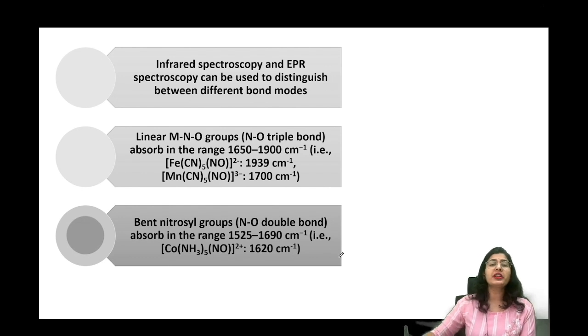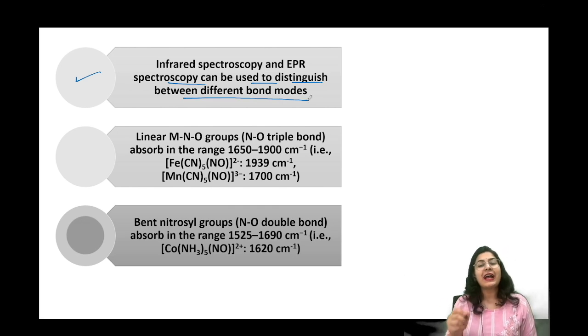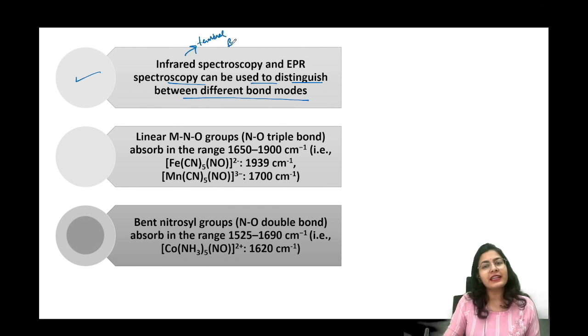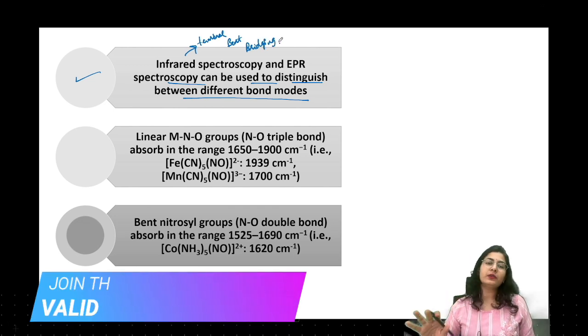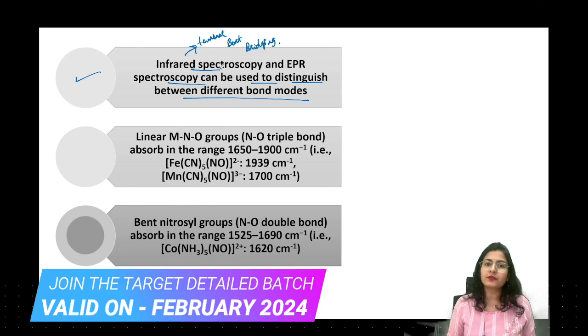Now, what are some important points about the nitrosyl compound? The IR spectroscopy and EPR spectroscopy can be used to distinguish between the different modes of binding. IR spectroscopy का हमने देख लिया, because the terminal and the bent, even the bent and the bridging one, all of these are going to show you different frequencies. Got it? So very clearly you can explain based on the IR spectroscopy.